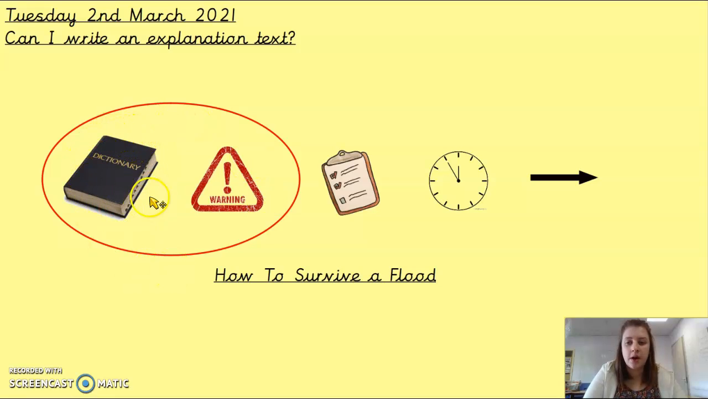So we are going to start with our what is a flood, our introduction paragraph that sort of defines what we're talking about. And we're going to look at early warning signs of flooding. So how do you know that a flood is going to happen? So those are the 2 paragraphs we're going to write today.